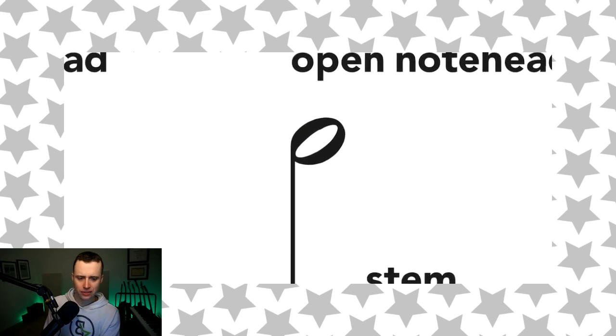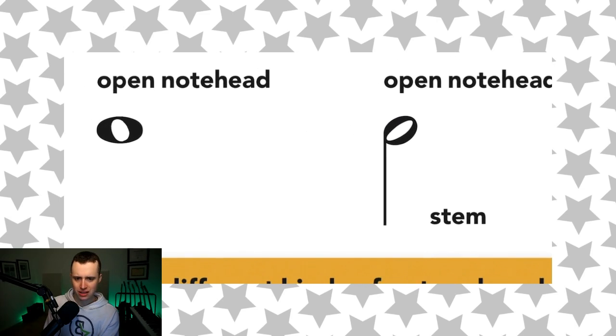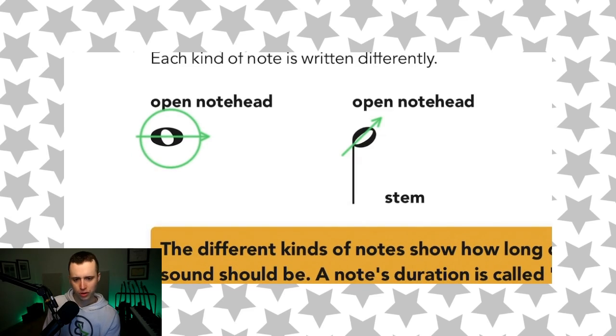Now here's a slightly different style of open note head. You can see that this open note head over here, our first open note head, is pretty much level, whereas this note head is tilted up. But it's also an open note head. We can see that sure enough, the middle is hollow, just like a donut, just like a tire. That's an open note head.